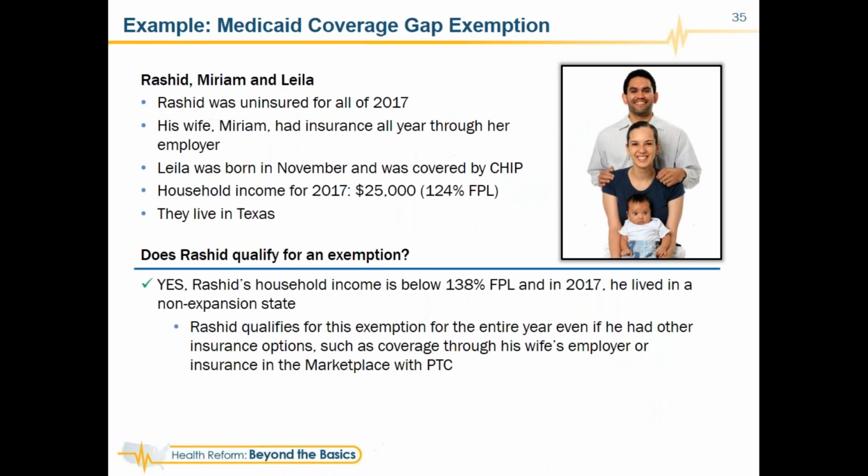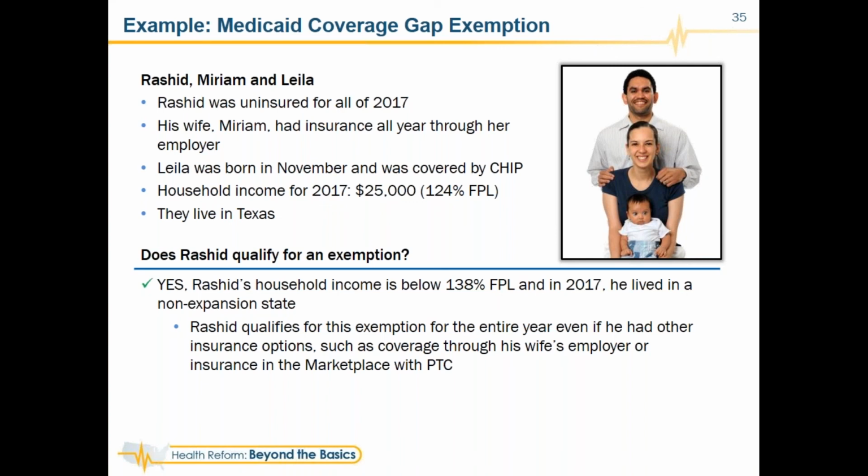So again, a quick example. Rashid was uninsured for all of 2017. His wife had insurance and their daughter had insurance. Their household income is $25,000, which is 124% of the poverty line. They live in Texas. Does Rashid qualify for an exemption? Yes, absolutely, because his household income is below 138% of the poverty line, and he lived in a non-expansion state, and those are the only qualifications he needs to meet.